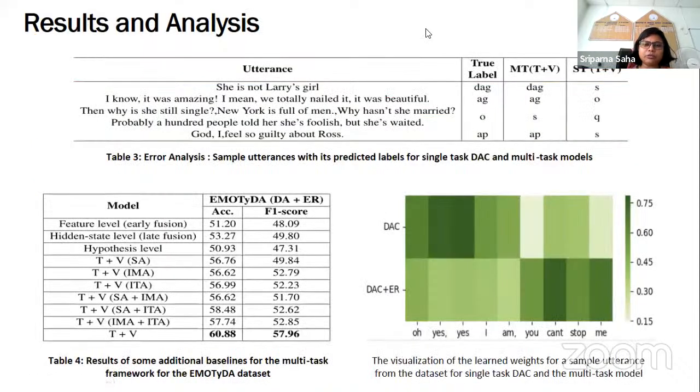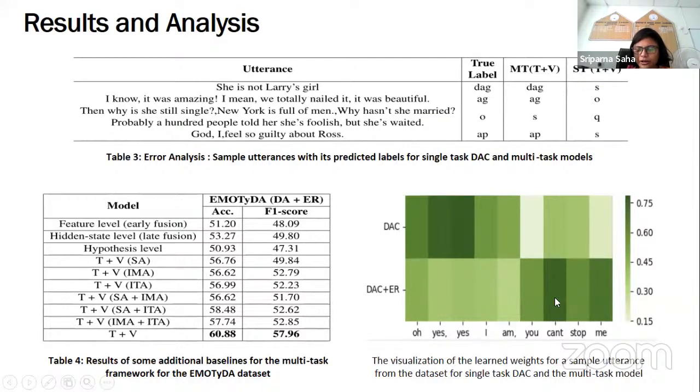These are some example utterances, like "She is Larry's girl." Here the true label is disagreement. The multitask model also gives disagreement, but the single task model gave us a statement. So you can see that for these examples, the multitask models are correctly predicting the actual output.